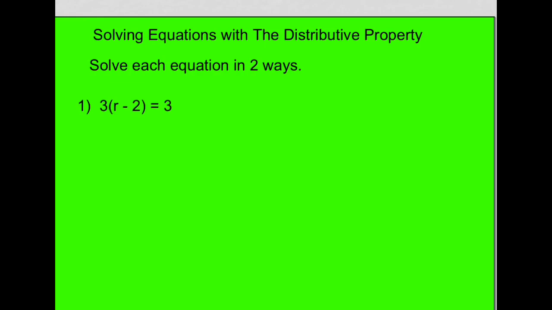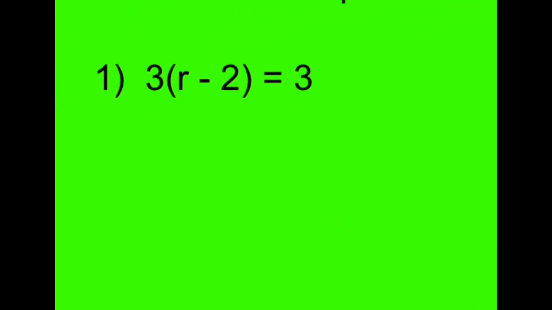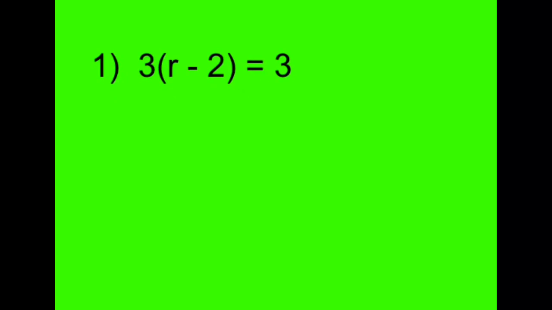So I'm going to draw a little line on my page here so that I can solve this equation in two separate ways. We have an equation here. This should look familiar because this involves the distributive property: 3 groups of r minus 2 equals 3. And like all math equations, we want to figure out the value of the variable r. So, using our knowledge of the distributive property, we could either use the short way or the long way to expand this expression and get rid of the parentheses.